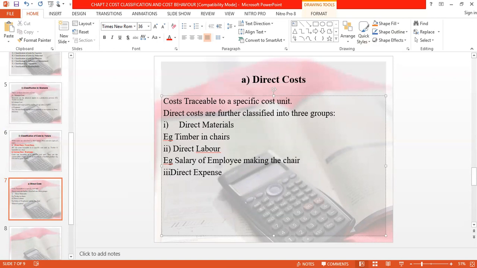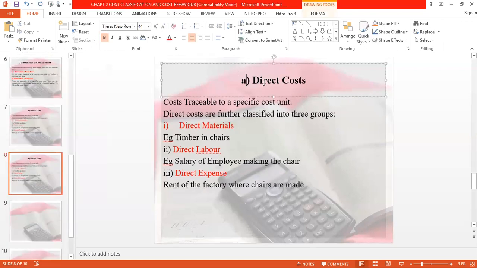What about direct expense? Direct expense is, for example, rent of the factory where the chairs are made. So those are examples of direct costs. We have said there are 3 types of direct costs: direct materials, direct labor, and direct expenses. What about part B?